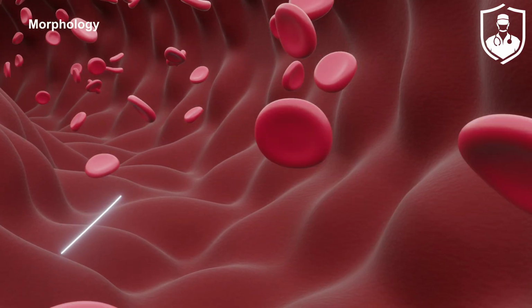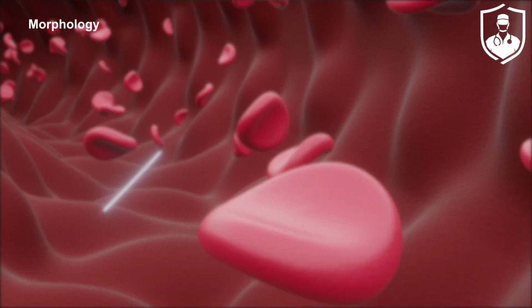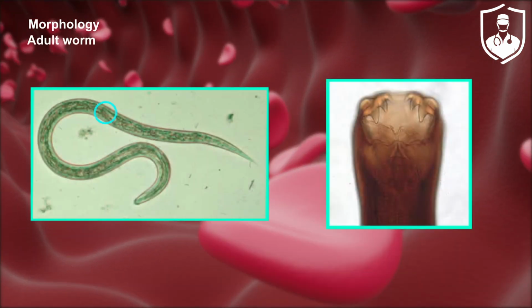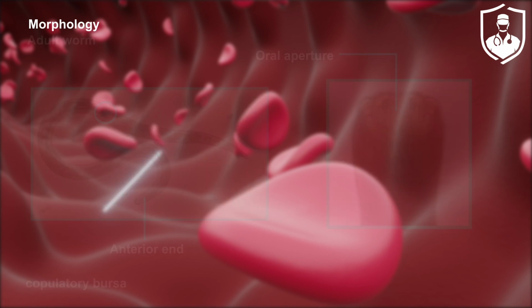Morphology. Ancylostoma duodenale occurs mainly in two morphological forms. Adult worm: it is cylindrical in shape with a dorsal bent of the anterior end, which gives it a hook-like appearance and hence the name. Its oral aperture has 4 ventral hook-like teeth and 2 knob-like dorsal teeth. The male is provided with a copulatory bursa for the process of copulation.